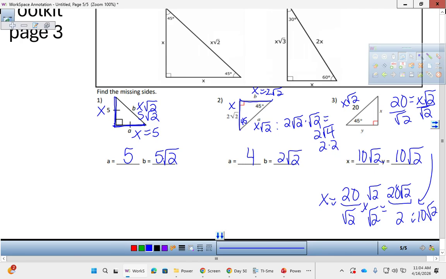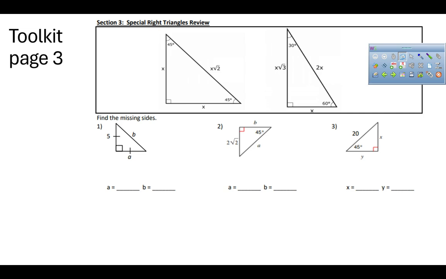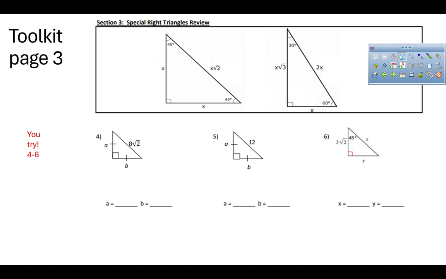All you have to do is look across from the 90-degree angle and set whatever's across from the 90-degree angle equal to x root 2. If you have a side length, then you don't really have to do any work, right? If you have one of the sides, you're just multiplying it by root 2 or keeping it the same, all right? So 45, 45, 90, x, x, x root 2. So you are going to try 4 through 6. They are all 45, 45, 90, using what you know to solve for a and b, or x and y.